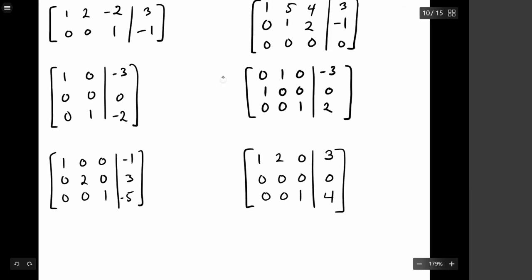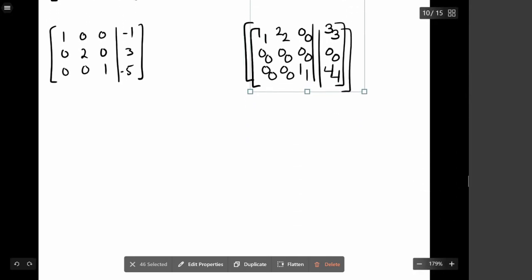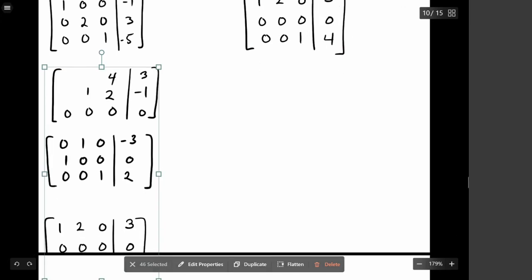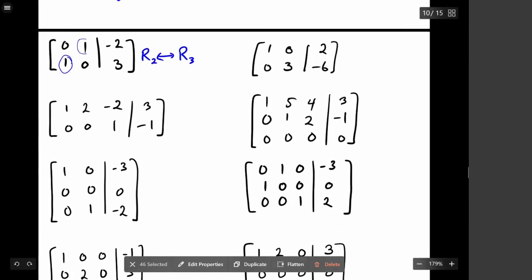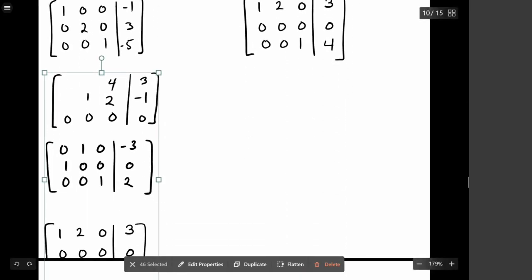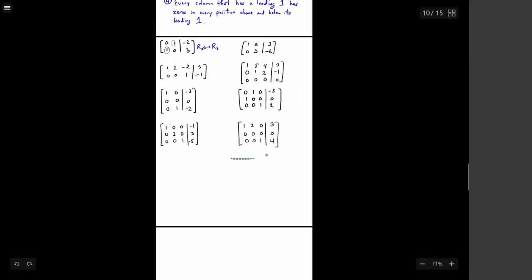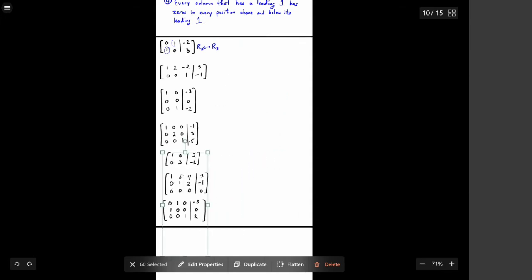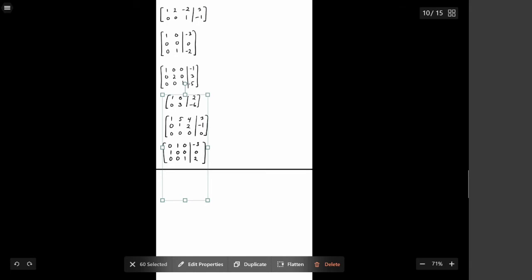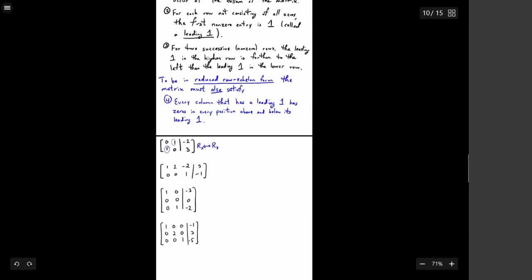I was trying to fit this all in one page. Page complete. Okay.